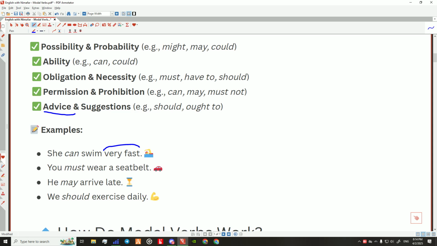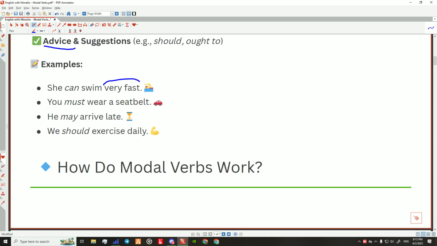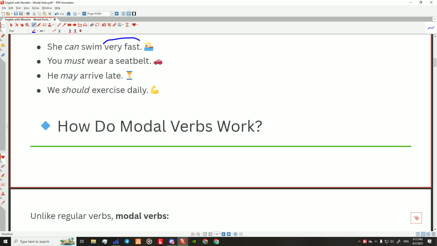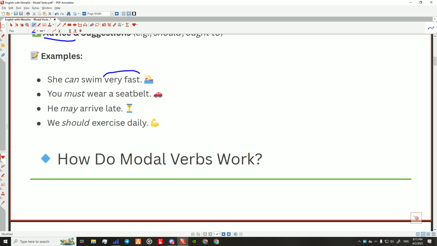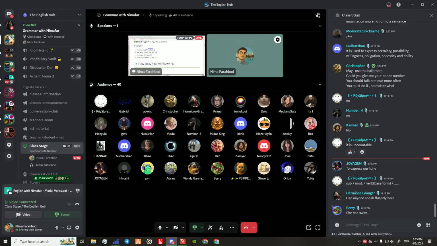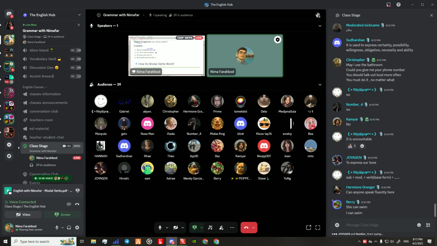But anyway, how do modal verbs work? How can we use them? This is a very important question. How can we use them in our sentences? Like I can swim. What about she? She cans swim? She can swims, or what? Like I am canning swimming. Is it possible? I have can swim. Do we have such things? So how can we use them? How do modal verbs work? To express our tone, nice.